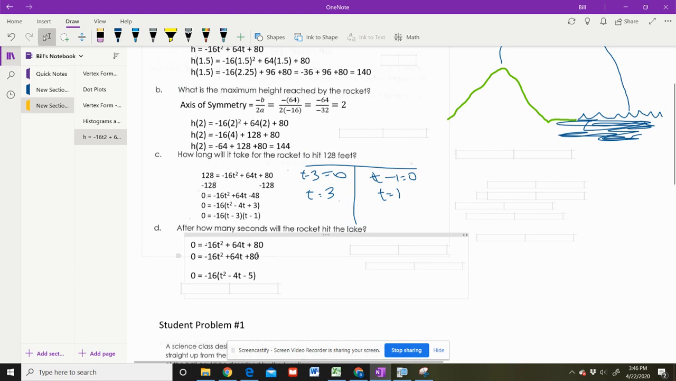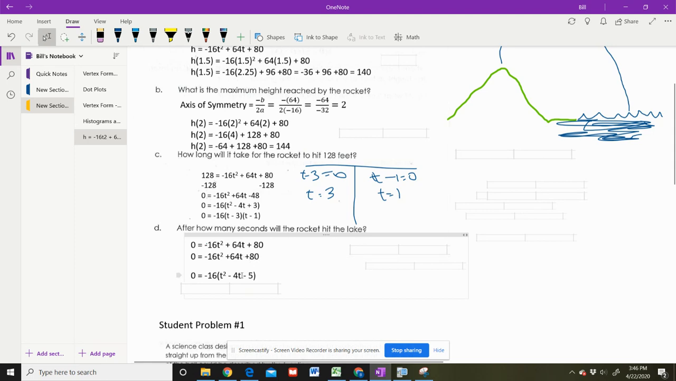So basically, we pulled out our greatest common factor, negative 16. We're left with, on the inside of the parentheses, t squared minus 4t minus 5. Remember, this one up here, we had to subtract to get it to 0 and then solve it. This one is already at 0, so we got a positive 80.